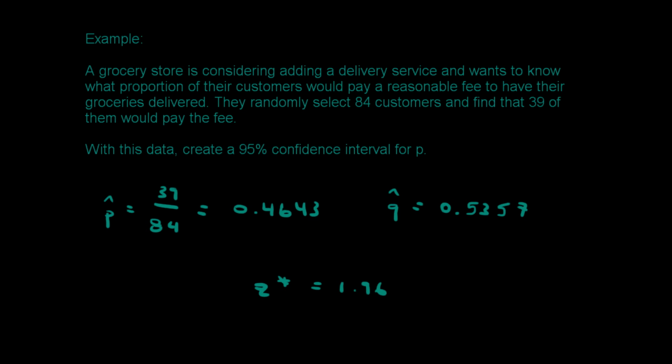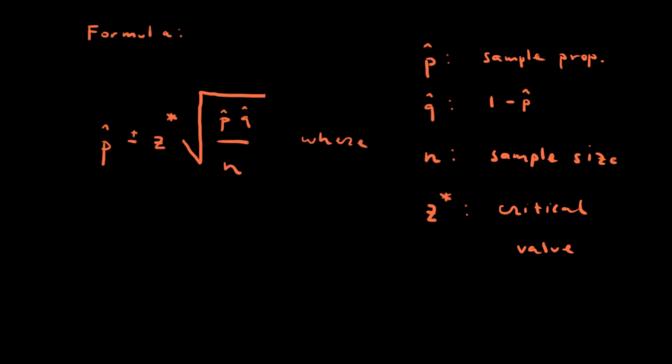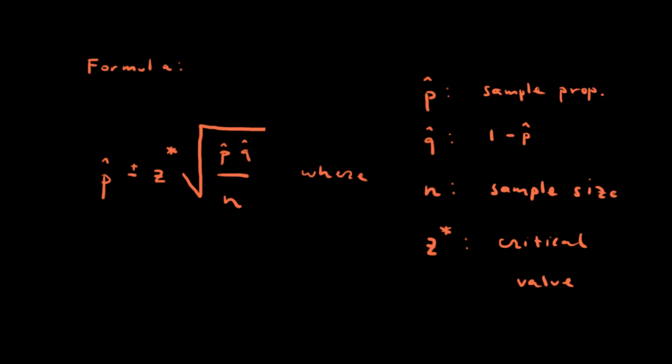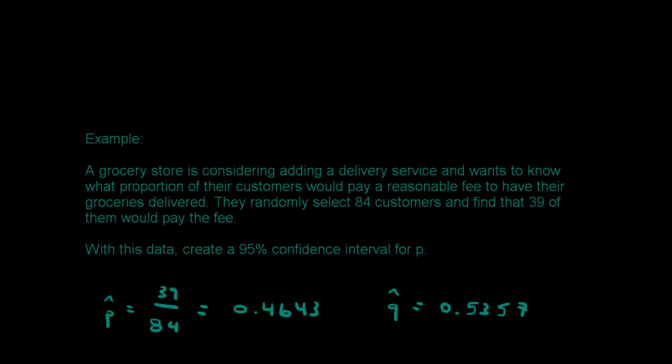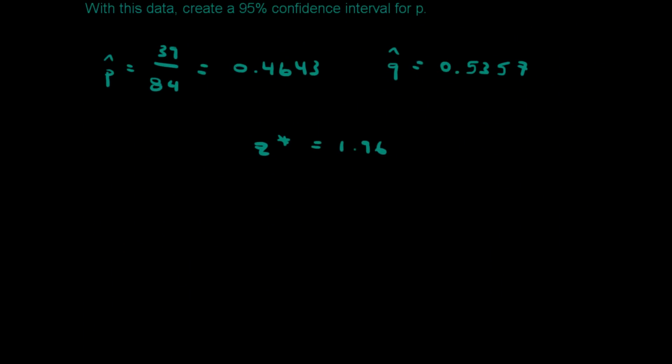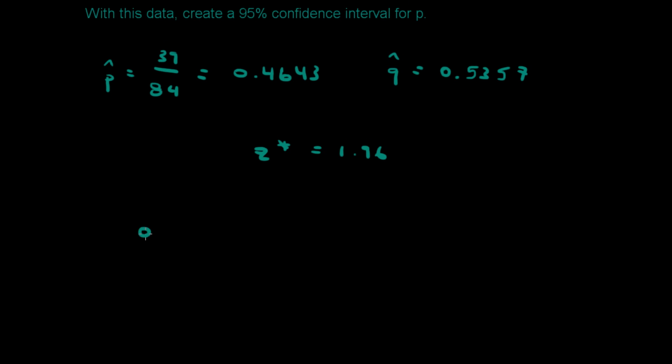Now it's just a matter of plugging things into this formula. We have p-hat, we have z-star, we have q-hat, and we have n. So if you plug things in, you end up with 0.4643 plus or minus 0.1067. This would be the margin of error, and this would give you an interval of 0.3576 to 0.571.